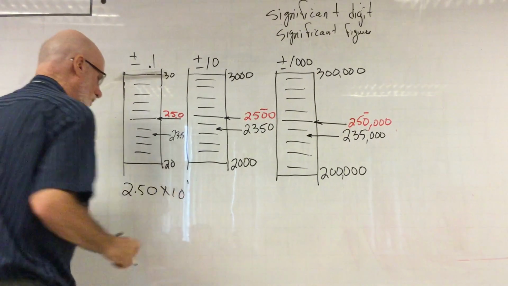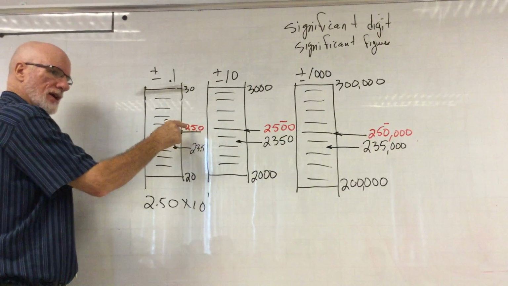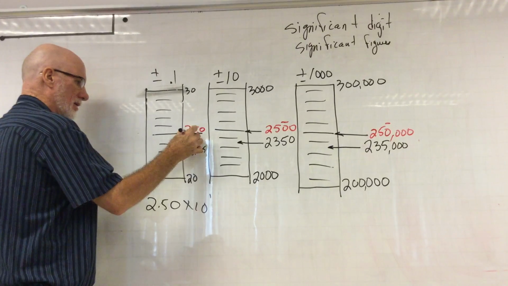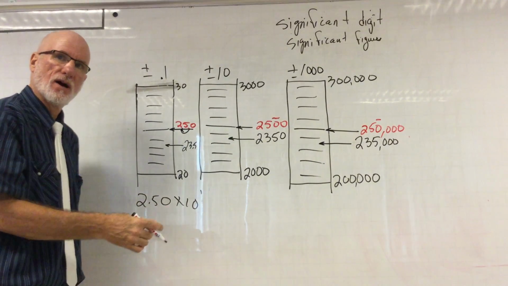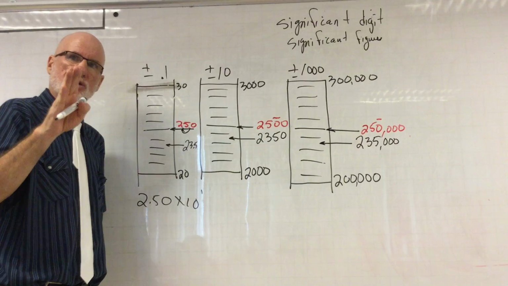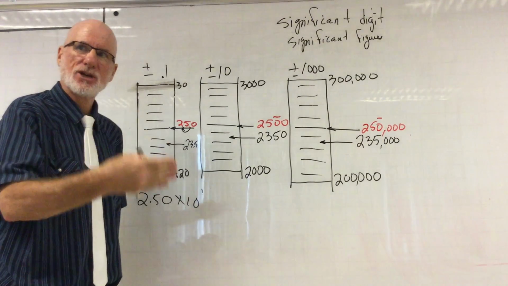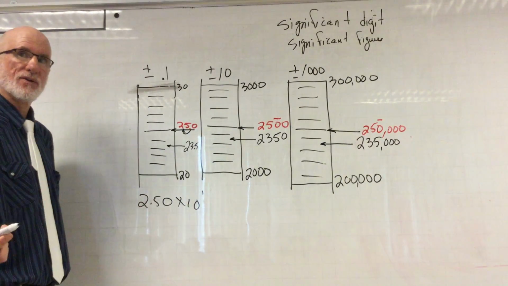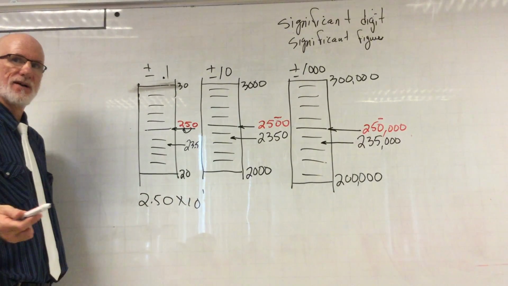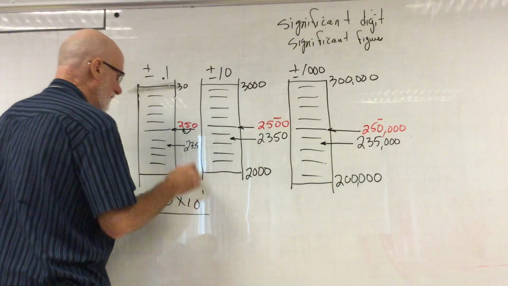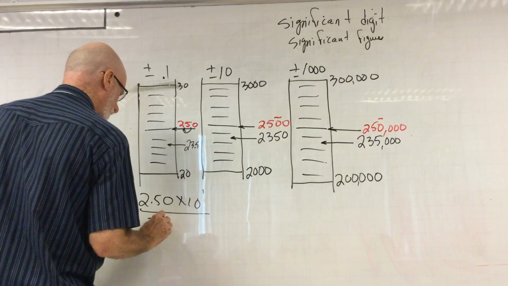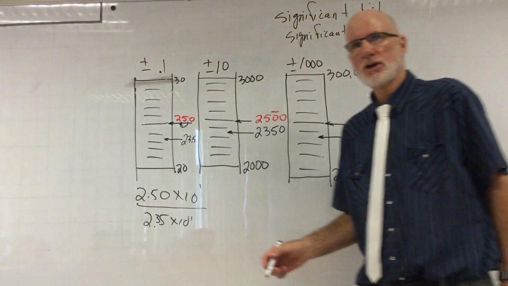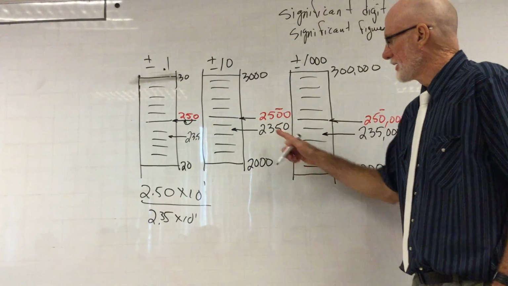So, we'll do this one first. 2.50 times 10 to the 1. These are all significant. One to the left of the decimal, so you're putting it here. You put 2.50, thank you, Sydney, and you have to give it a magnitude of 25, right? So you multiply it by 10 to the 1. 10 to the 1 is just 10, right? So 2.5 times 10 is 25, correct? So that's correct. This one, 2.35 times 10 to the 1. Clear? Are you okay with that? Yeah. Okay.